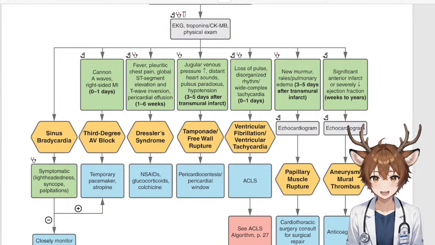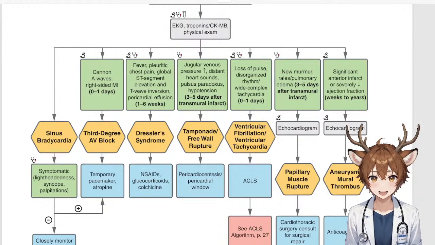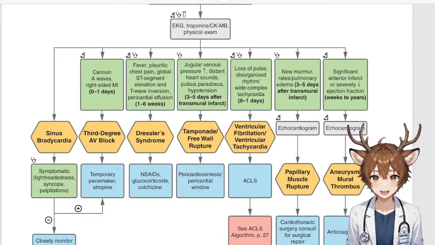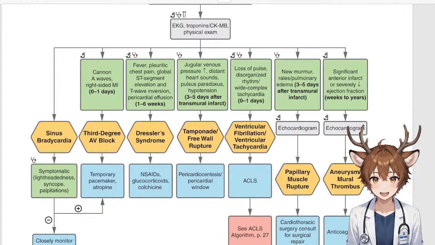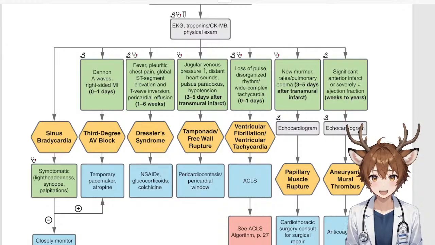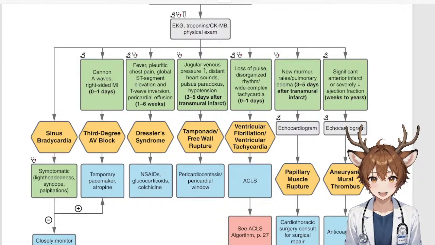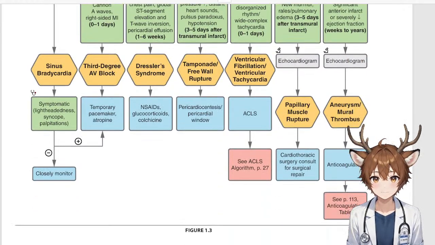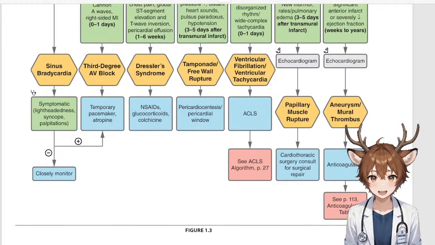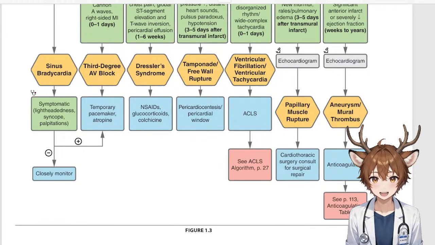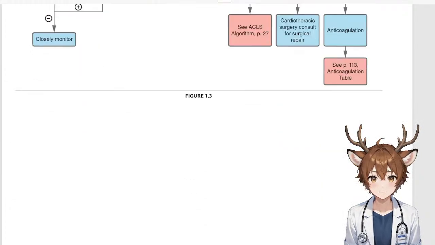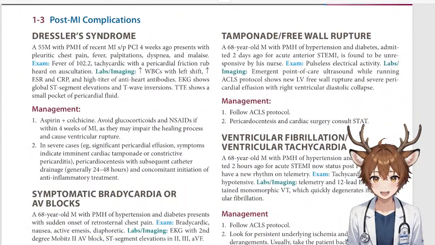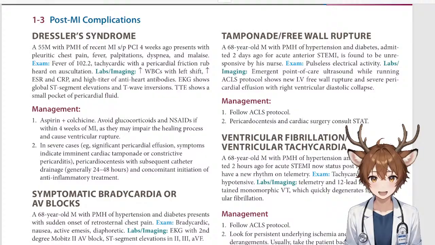What about if we found significant anterior infarct or severely decreased ejection fraction, weeks to years? What do we think? Well, we need to do another echocardiogram in that case, and we're going to find probably an aneurysm with mural thrombus. What do we do to treat that? Anticoagulation. More information on page 113, which we'll certainly not be looking at in this video, at the anticoagulation table. So now we're going to go on to all the details for that stuff here.